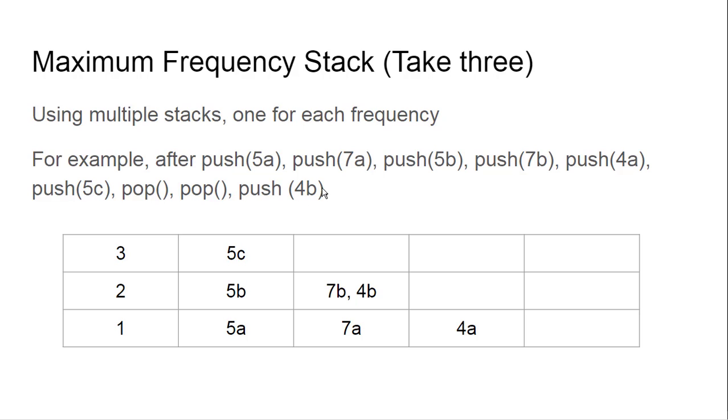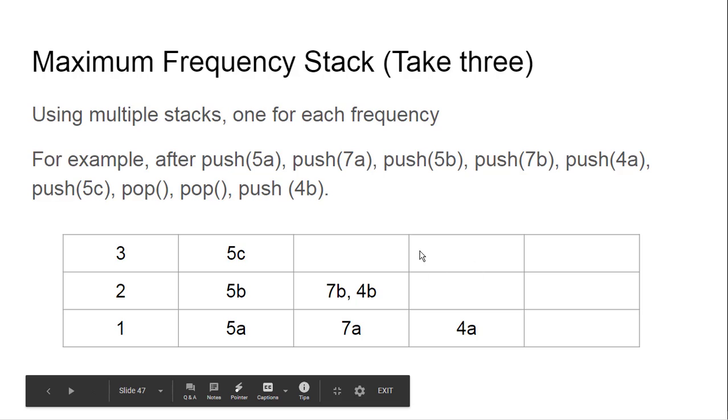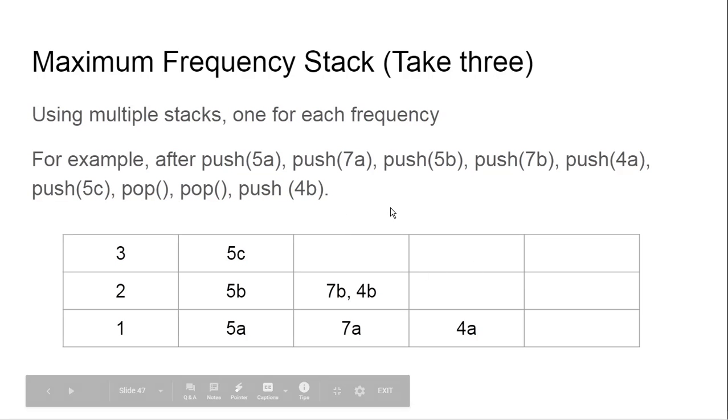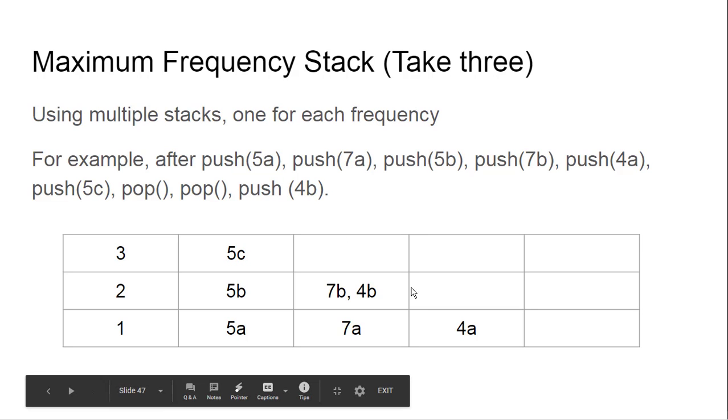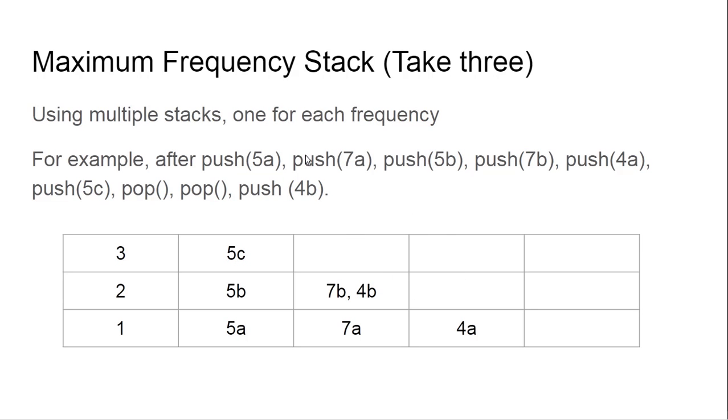So if we have that, then when we pop, we will look at the highest level, and then we pop the last value at the highest level. Here I'm trying to use this table to illustrate the state. The best way would be to do it by animation, but I'm a little bit lazy here, so I'm using the multiple time states together, but let's just go through it.